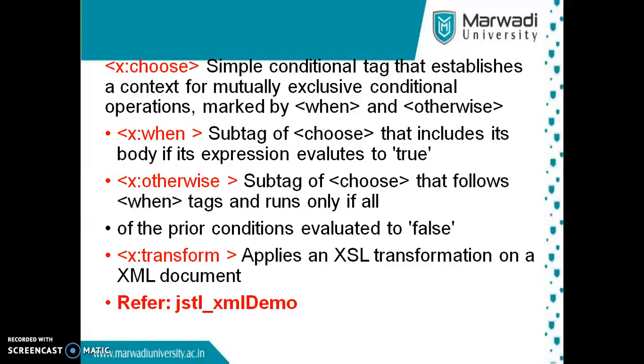x:transform: if you want to apply any XSL transformation on the XML document, you can use x:transform. It is like applying CSS on an HTML file to have a better look and feel for your HTML file. Same way, if you want to provide a better look and feel for your XML file, you can use the XSL transformation. Now let's see one demo program for the same.